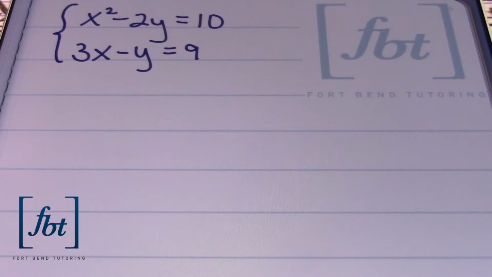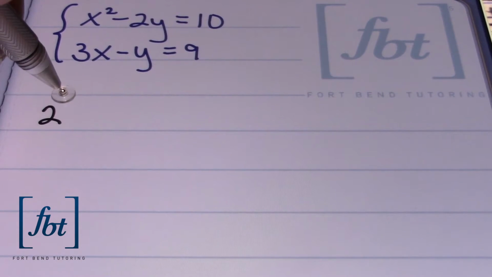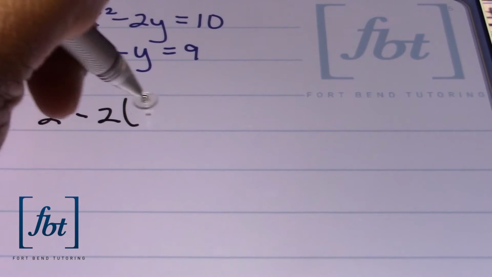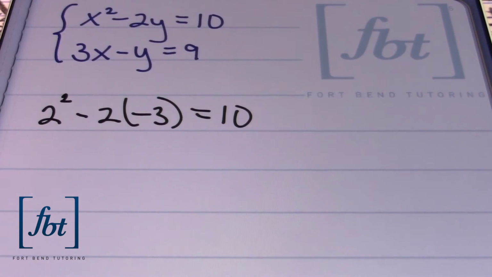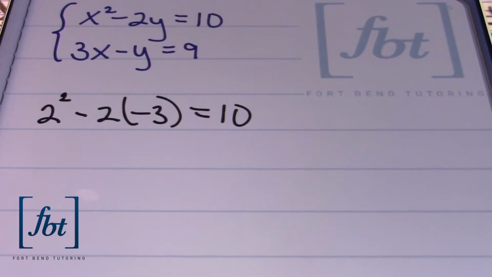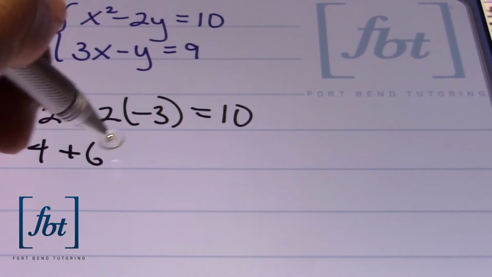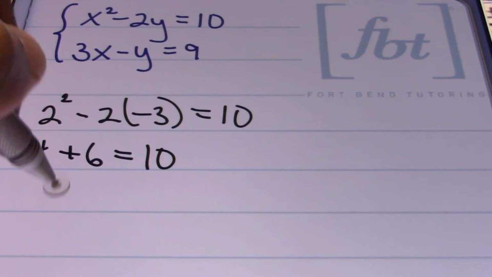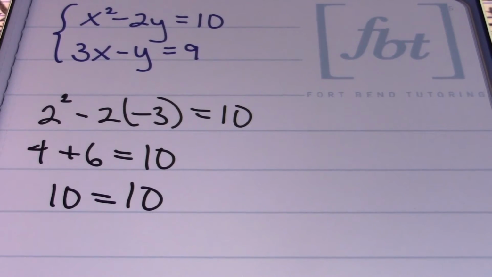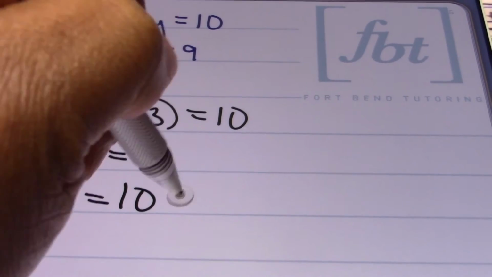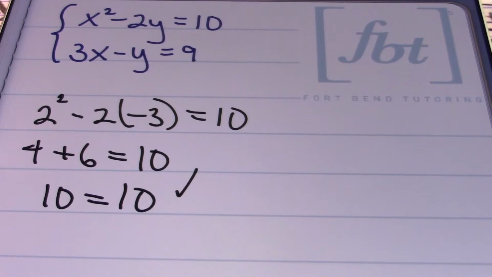So verifying the point (2, negative 3), we'll be replacing the x's with 2 and then replacing the y's with negative 3. So now that we've replaced those values, 2 squared is 4, negative 2 times negative 3 is positive 6, and since 4 plus 6 equals 10, this works just fine for the first equation. However, just because our point works in the first equation doesn't mean that it may work in the second one. We have to verify that the point works in every equation within the system.